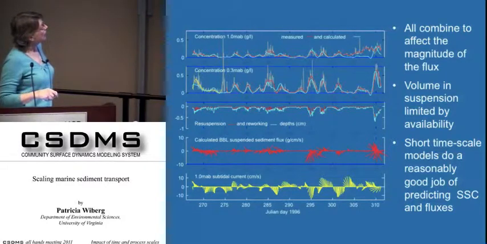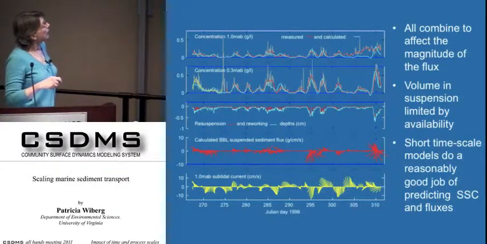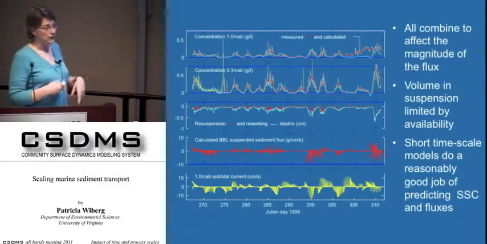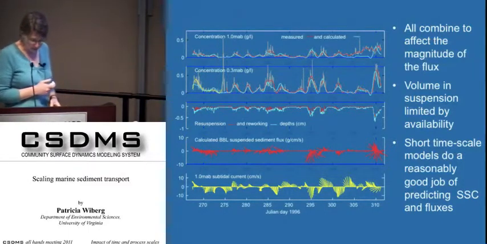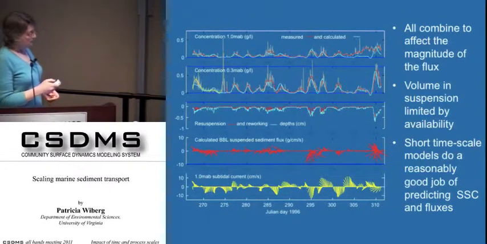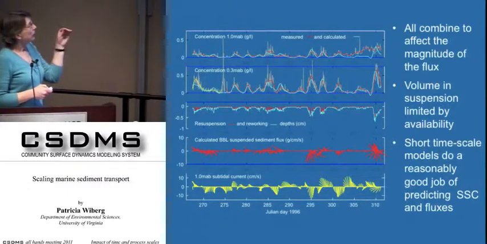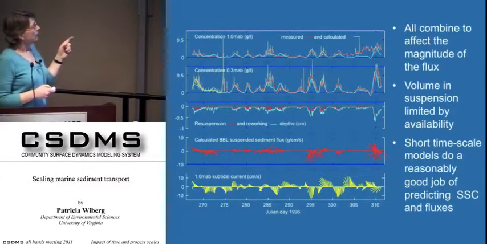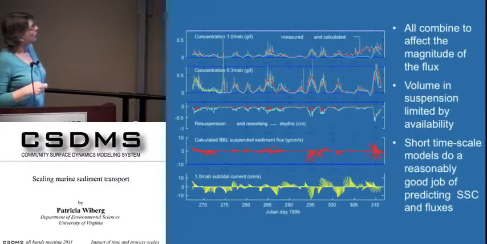And there are definitely times when you have waves putting material in suspension, but the currents aren't very high, and therefore you don't have very much flux. And there are times when the currents are large, but there's very little material in suspension, and therefore you don't have flux. You really need both, and there's no way to get around that. As I said, the volume in suspension is limited to a relatively thin layer of active material near the bed surface. It's generally on the order of millimeters.